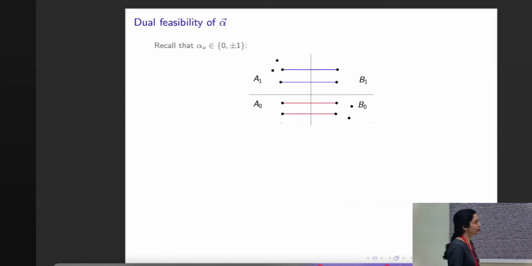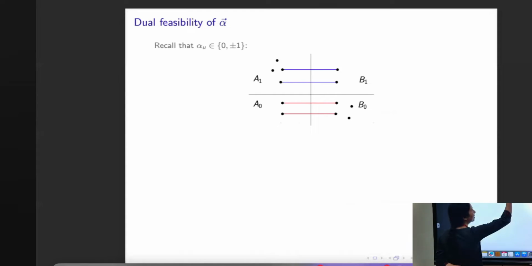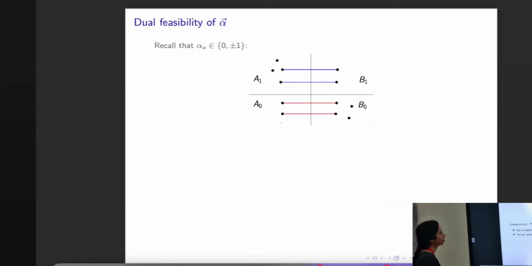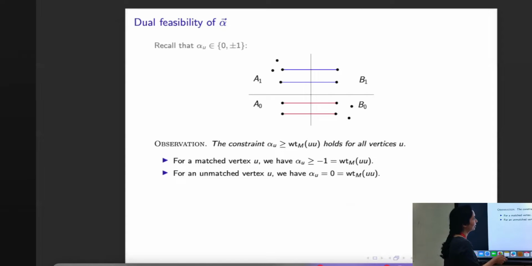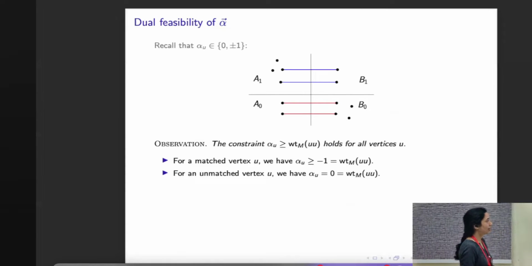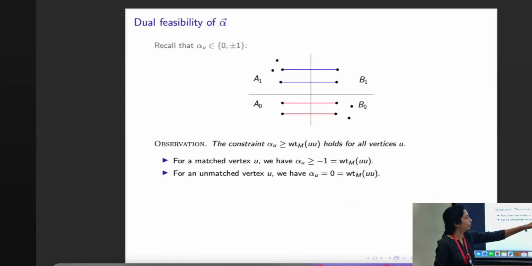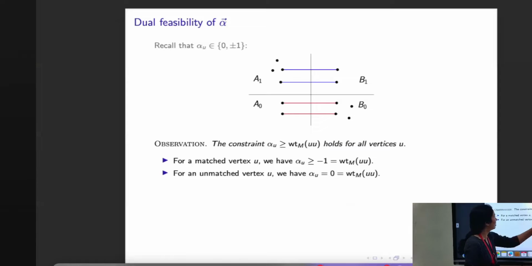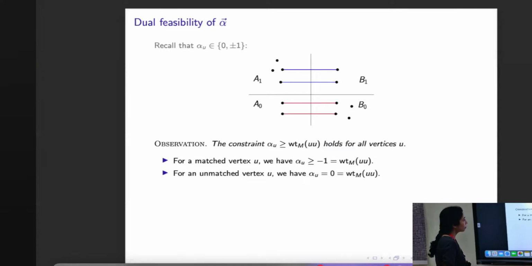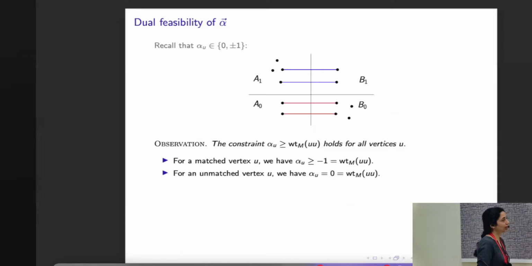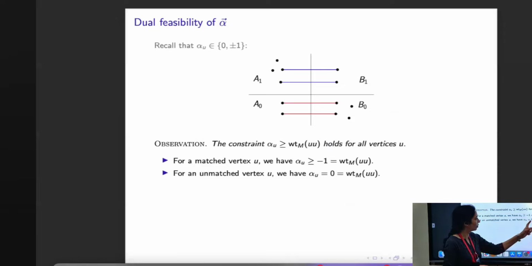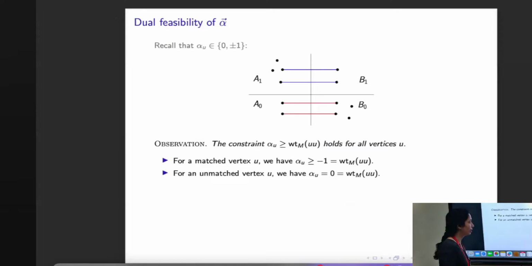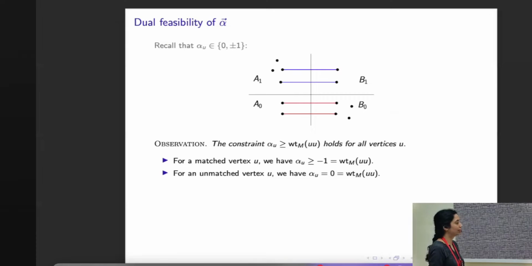So, why is this assignment of +1, +1, -1, -1, 0, 0 dual feasible? First, let us show the easier constraint, that alpha u is at least the weight along the self loop. So, for a matched vertex, alpha u is either +1 or -1. So, it is always at least -1, and the weight of the self loop for a matched vertex is -1. And for an unmatched vertex, we have alpha value 0, and for an unmatched vertex, the weight of the self loop is exactly 0. So, this constraint holds for all vertices.